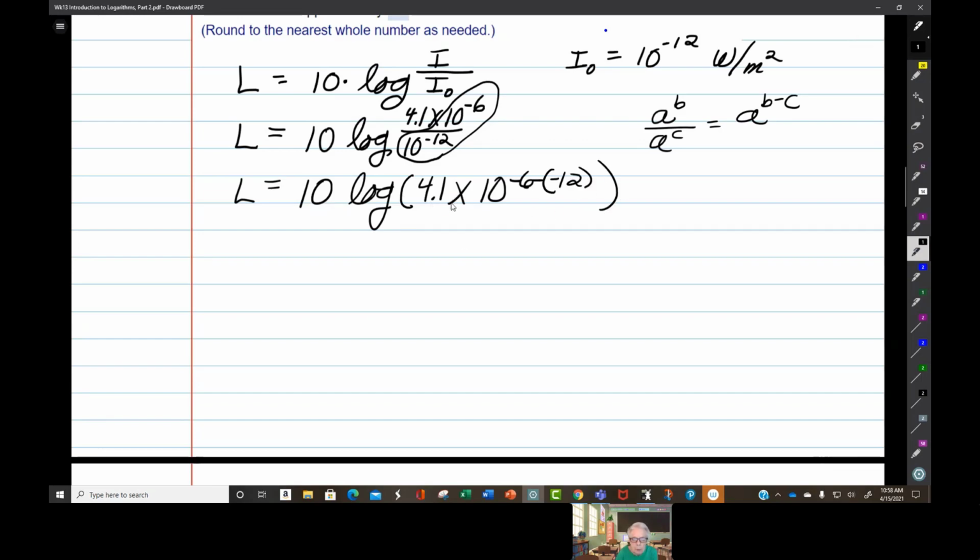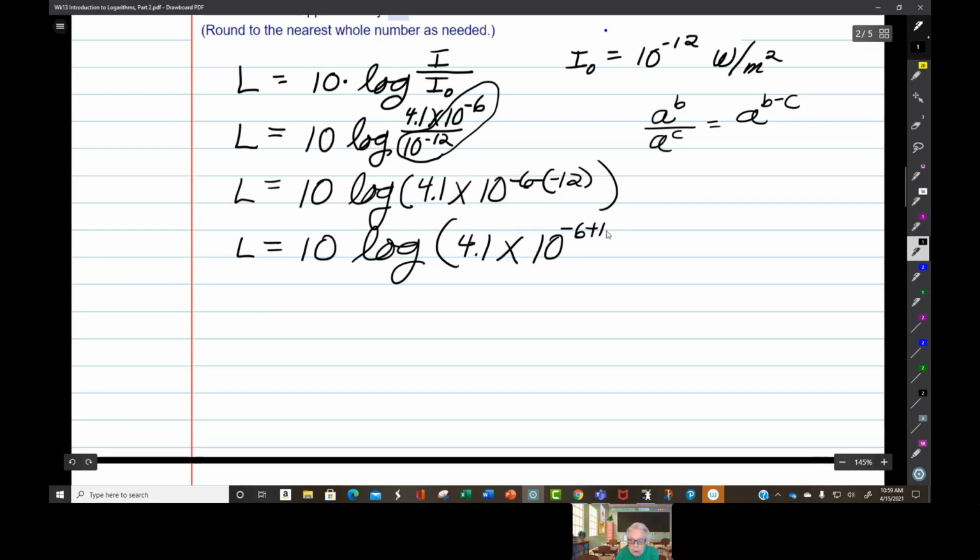So let's work this out before we do anything too exciting. L equals 10 log 4.1 times 10 to the negative 6 plus 12. Well, negative 6 plus 12 is positive 6. So L equals 10 log 4.1 times 10 to the 6th power.